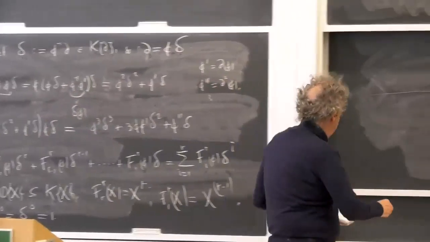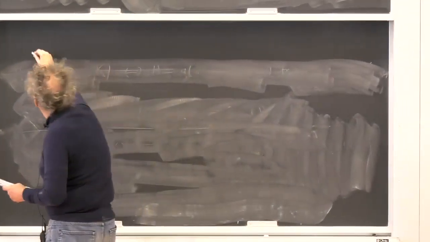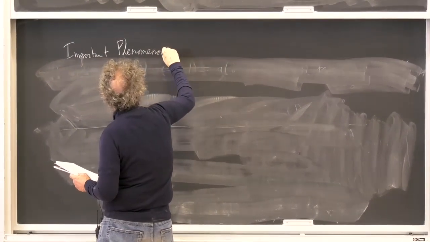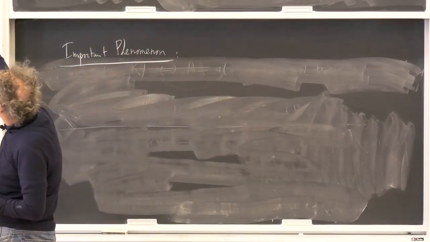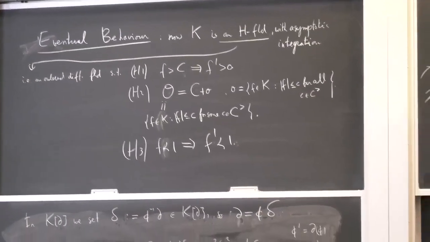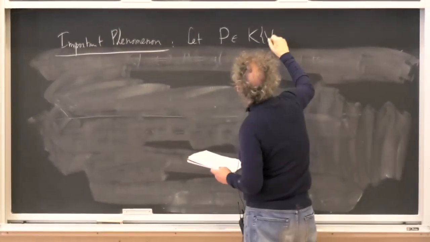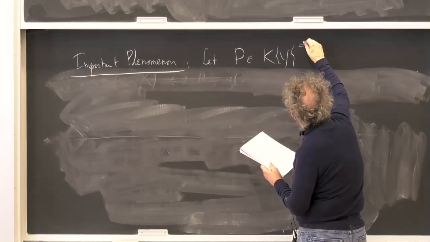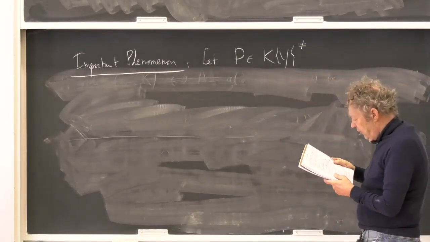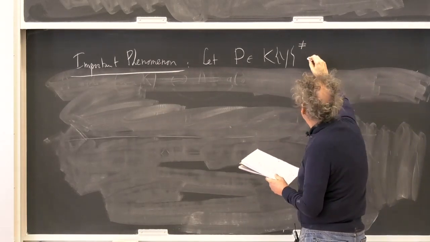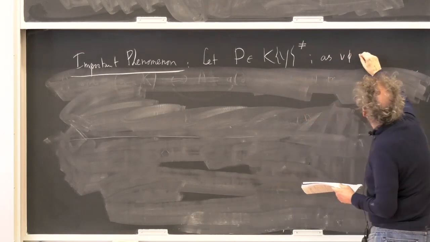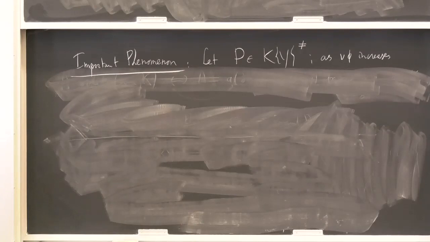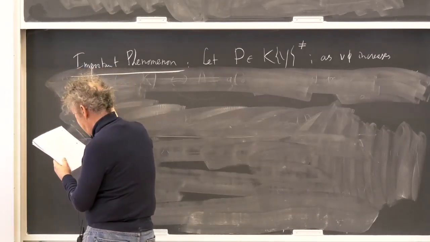Now I want to discuss the important phenomenon, which for us, again, it's important to assume here asymptotic integration. So let P be a differential polynomial, non-zero to avoid certain trivialities. And as the valuation of phi increases in the downward closure of capital Psi, this increases. Let me see.